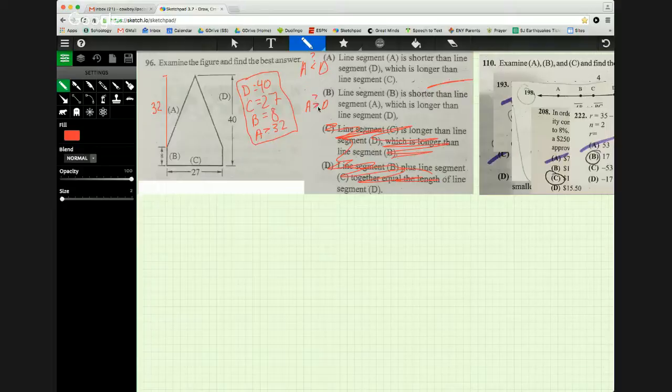So pretty much we're trying to figure out which one's longer. Is A longer or D longer? And if we can figure that one out, then we know which one of these must be true. Okay, so how are we going to do that? Well, we see that this is in the middle here. So we're going to have to do a little geometry.